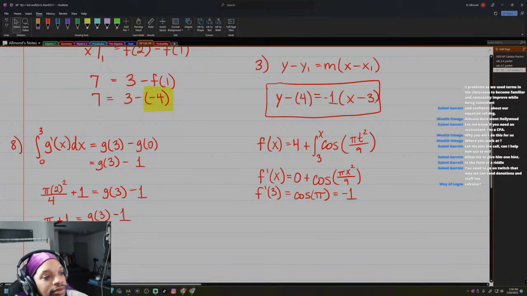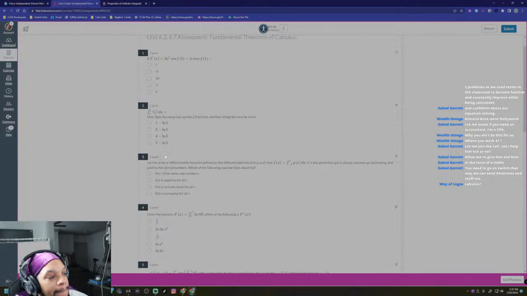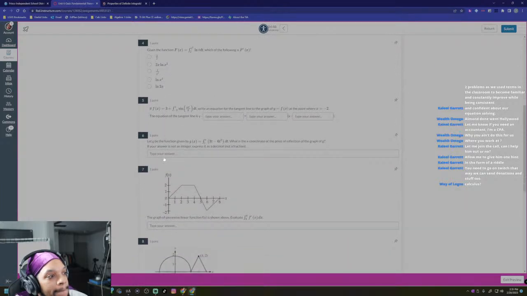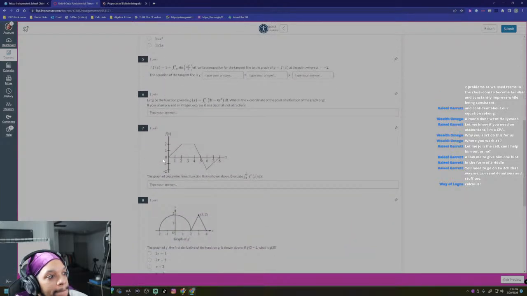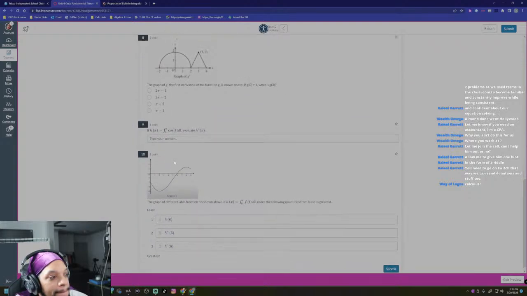Wait, so let g be the function given by g of x, the x-coordinate of the point of inflection, right? That's just a double derivative, and then you equate that to 0, right? Alright. I'm ready for this.